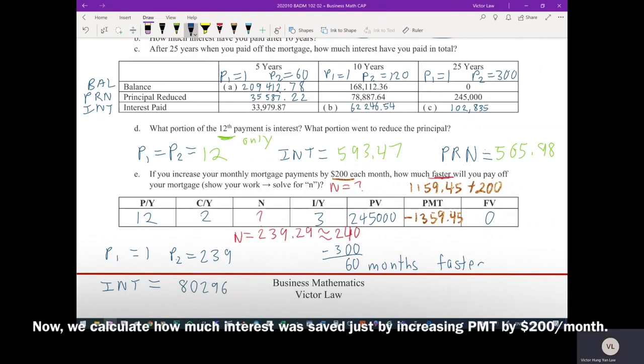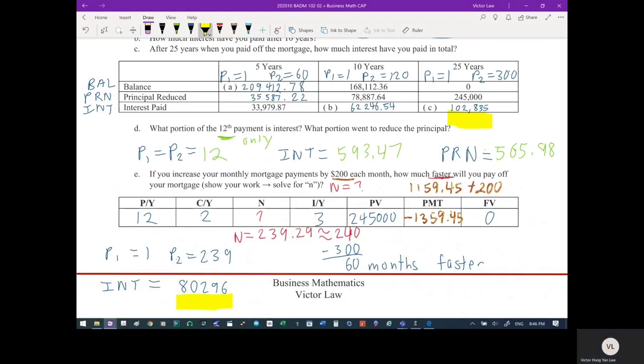Okay, and then we can compare the $80,296 with the $102,835. We can see that by making one decision, just by increasing our monthly mortgage payment by $200 each month, we will save about $20,000 in interest over the 20 years. So that's one strategy to pay off your mortgage faster: just increase your monthly mortgage payment by $200 each month.